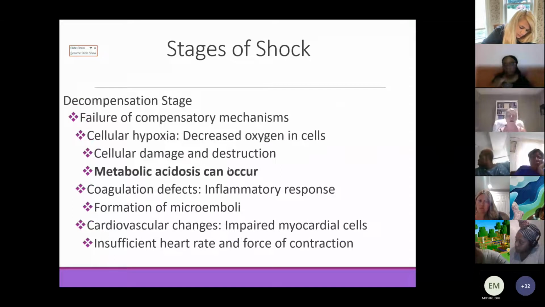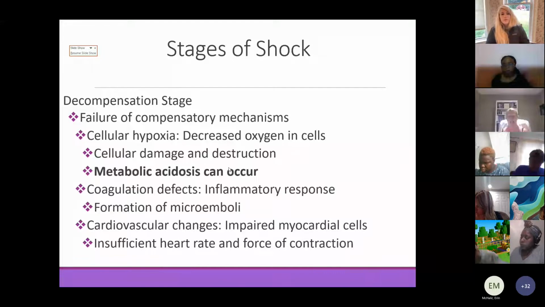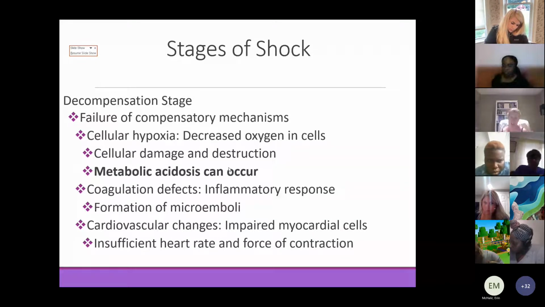All right, so the decompensation stage. This is where all of our compensatory mechanisms are not working. All of our cells are going to become hypoxic. We're not going to have the proper amount of oxygen. We're going to start to see cellular damage and destruction. This is the stage where metabolic acidosis can occur if it's going to occur. And you guys need to know that for your exam.